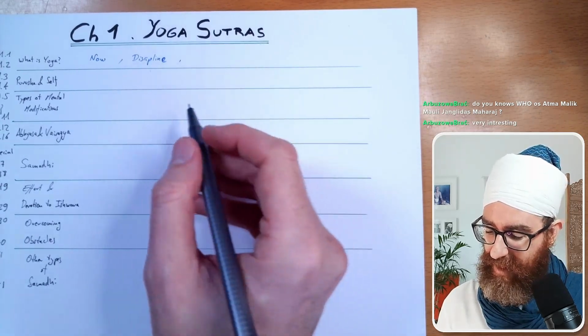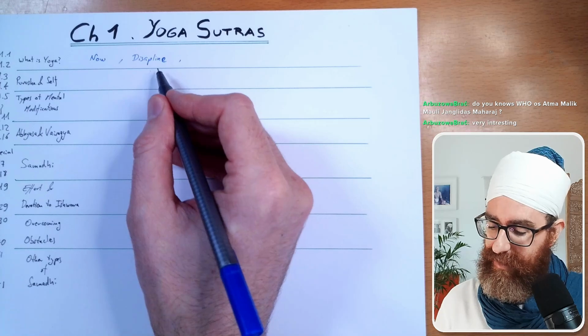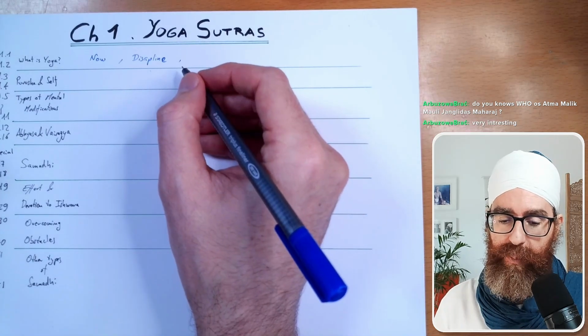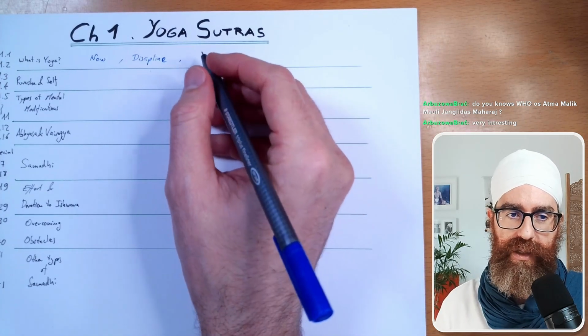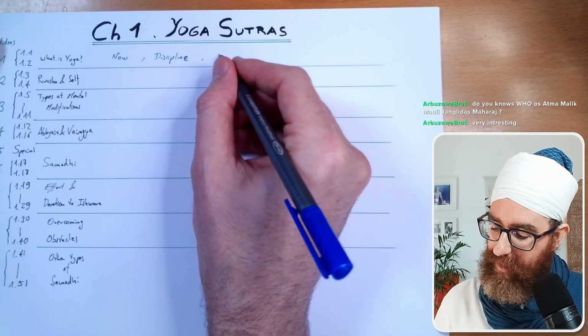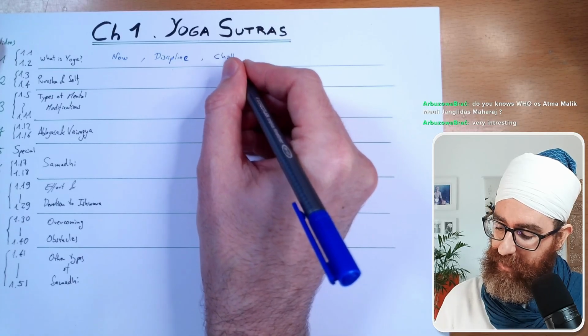Let us know. So there's the now, there's this discipline, and then the 1.2 tells us what this yoga is about, and it introduces the concept of the chitta vrittis.